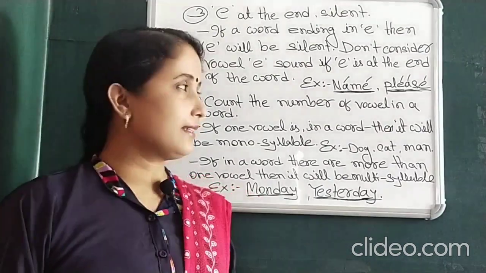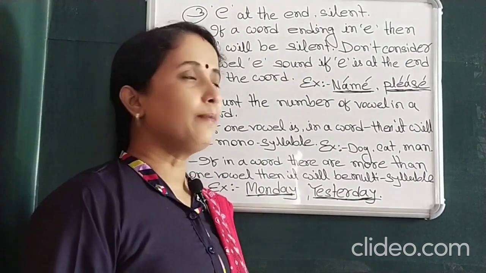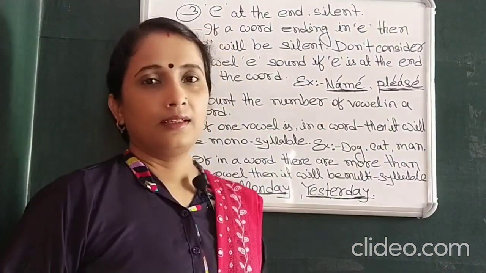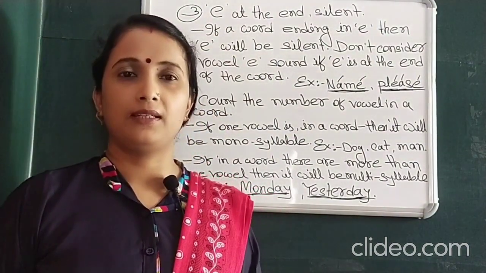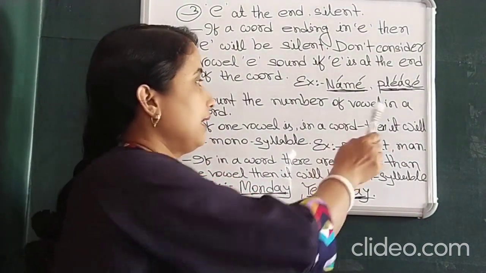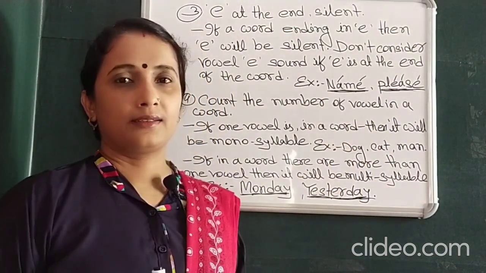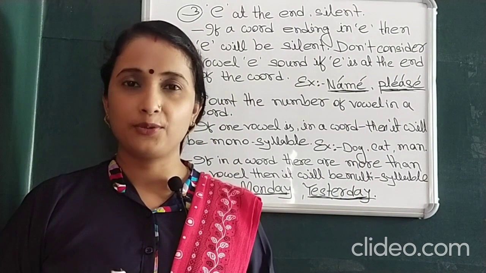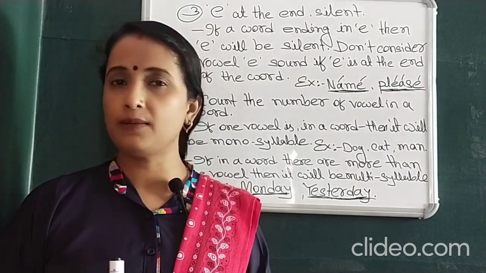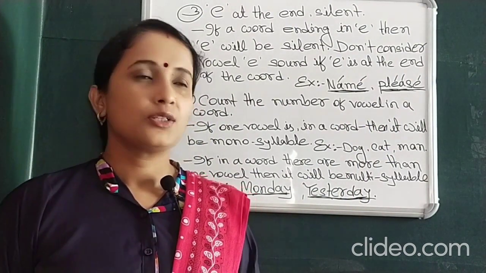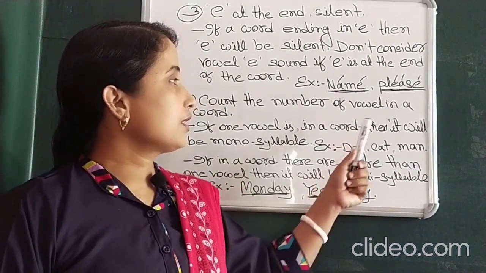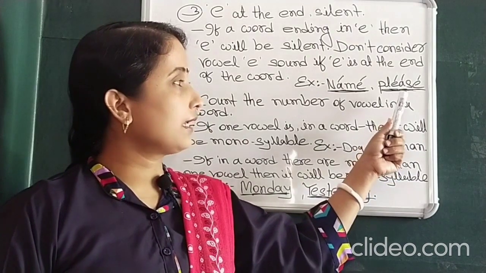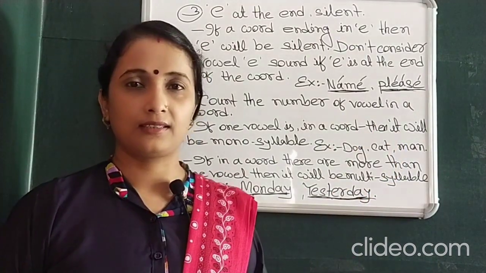Please. In the word please, here are three vowels, E, A and E. But E and A, these two vowels are together. According to rule number 2, if two vowels are together, then we will consider only one vowel sound for those two vowels. So, we also consider only one vowel sound for the vowels E and A because these two vowels are together.